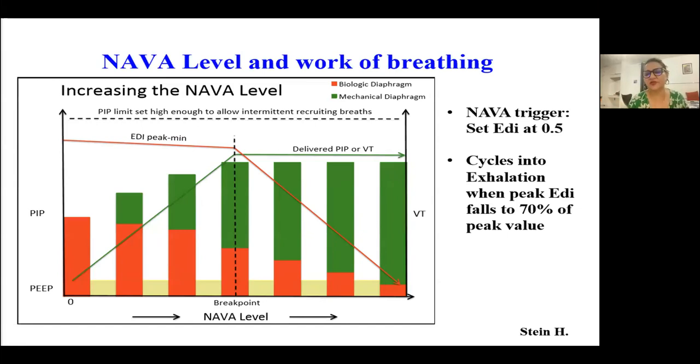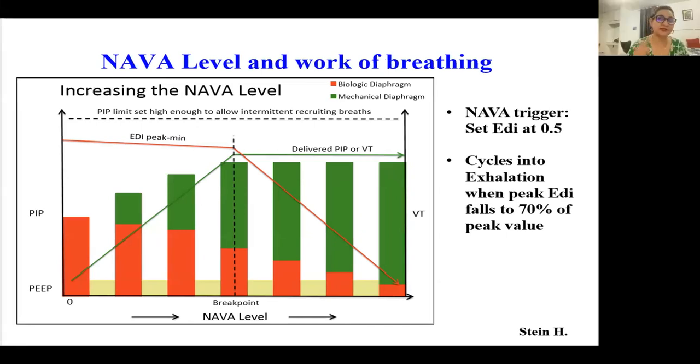NAVA trigger, usually we are setting an EDI at 0.5. And as I said, the trigger will start after 0.5 plus 0.3, that is 0.8. And we should know what the breakpoint is. Now, what is happening here? We are increasing the NAVA level. So when we are increasing the NAVA level, the pressure is increasing. Fine. And the tidal volume is increasing along with that.